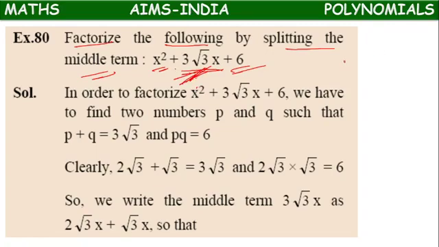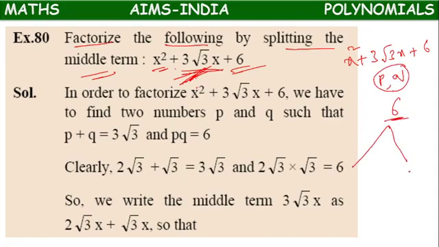So here, what is the given polynomial? x square plus 3 root 3x plus 6. Okay. So we have to find two numbers p and q such that their product equals 6 and their sum equals 3 root 3. So what can we take? For making root 3 cancel, we have to multiply with another root 3.